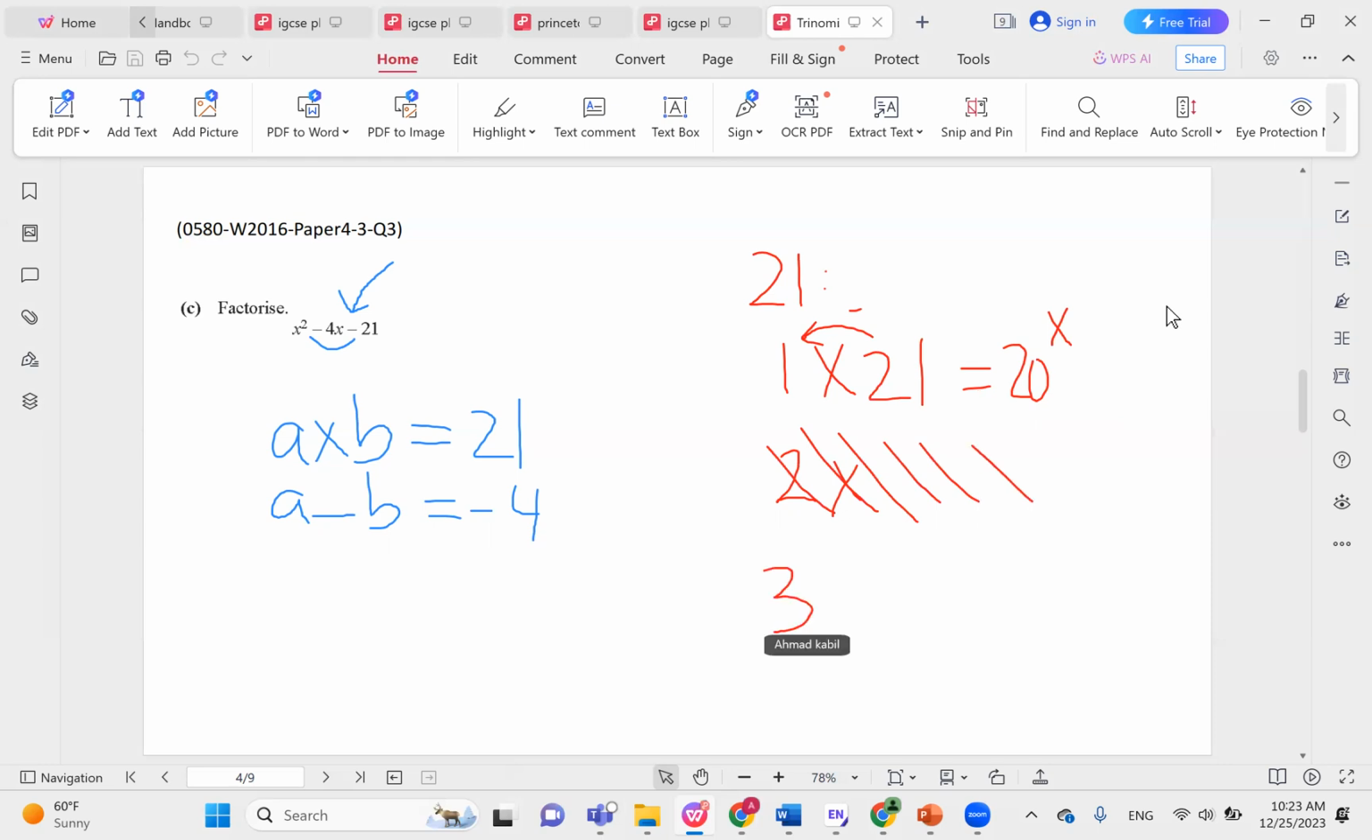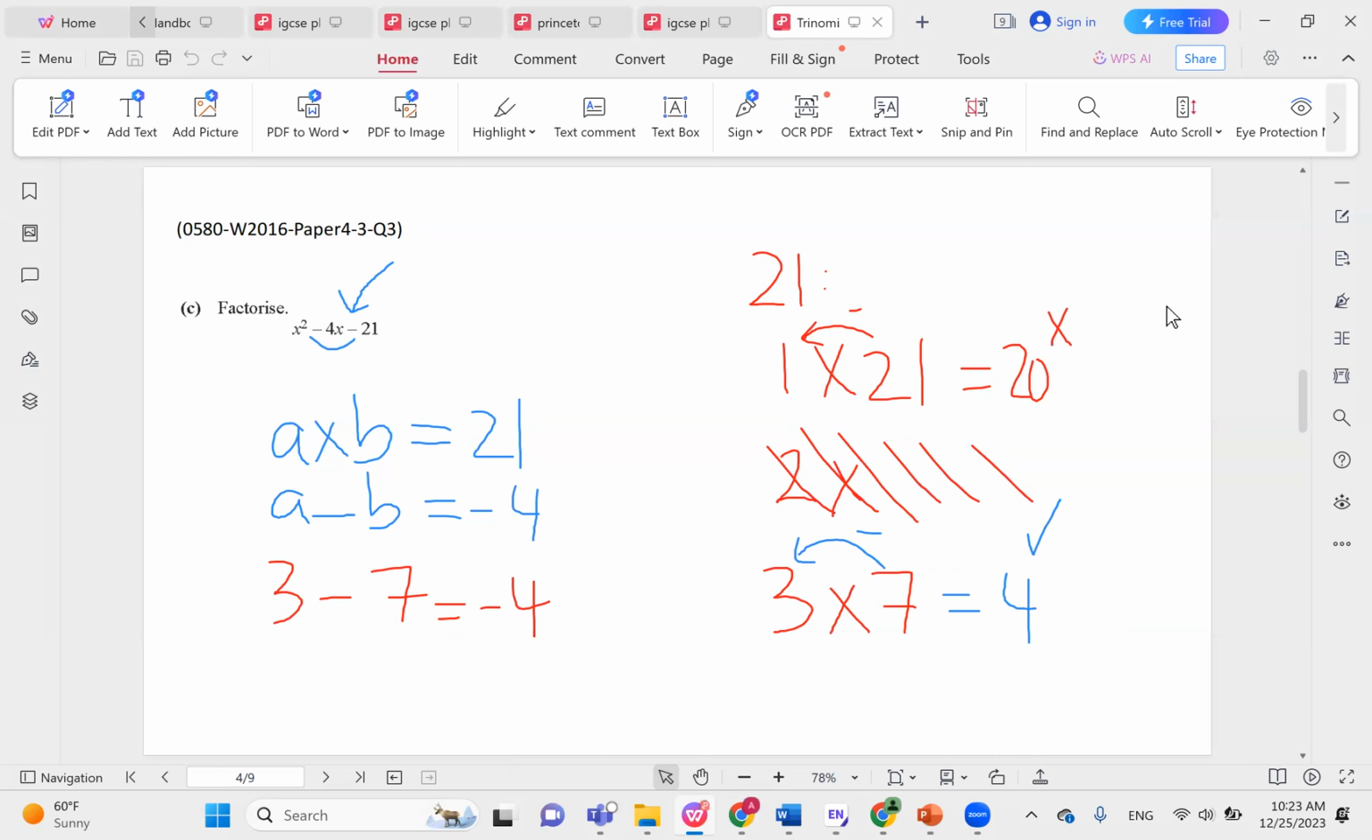What about 3? 3 is a factor of 21. You can divide 21 by 3, and the answer would be 7. And 7 minus 3 gives you 4. So this is actually what we're looking for, but we want it to be negative 4, not positive 4. So instead of 7 minus 3, we say 3 minus 7 equals negative 4. This is a correct equation, and 3 times 7 gives us 21.